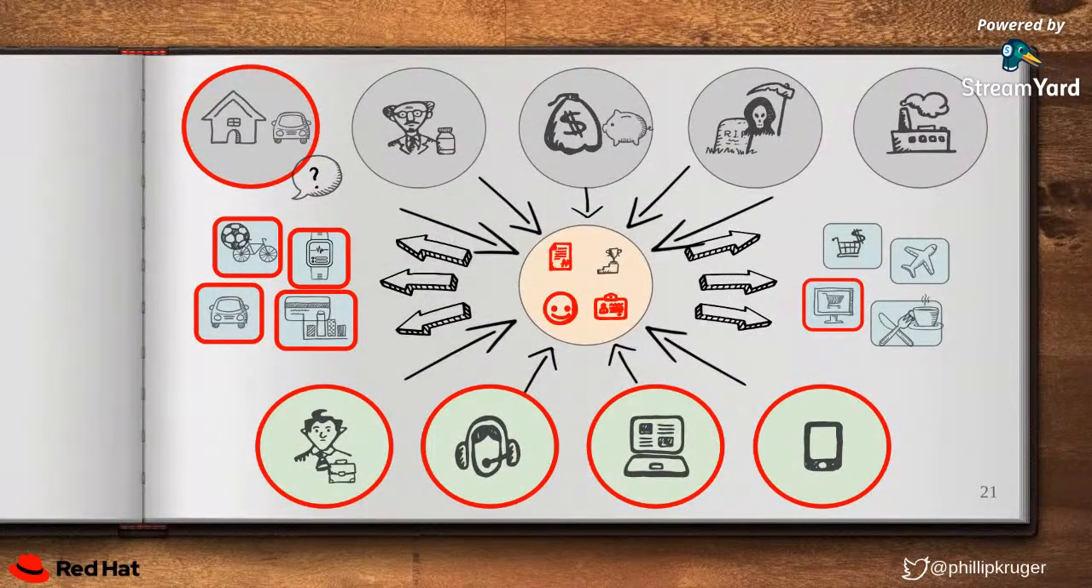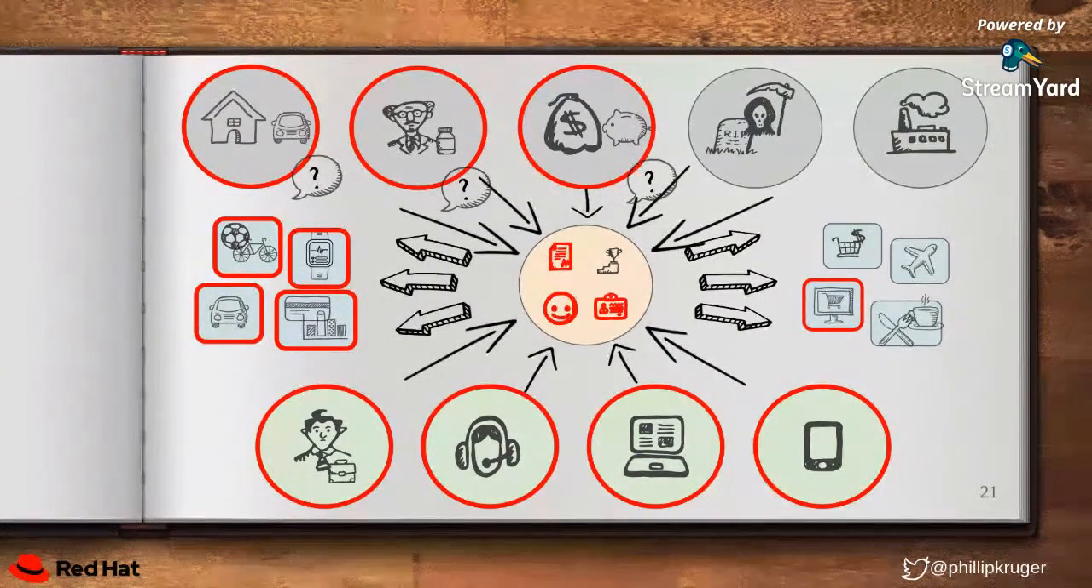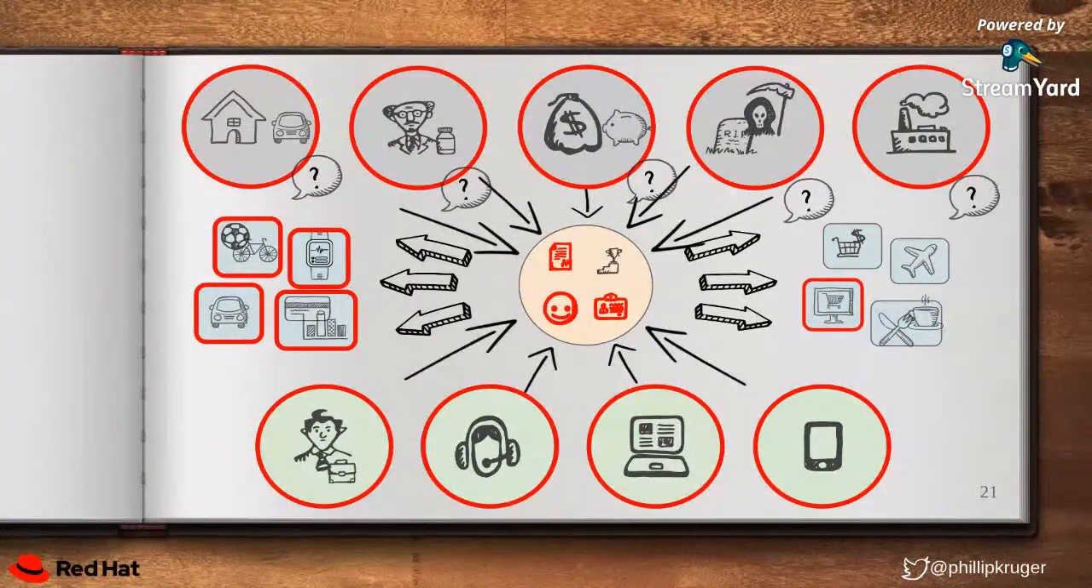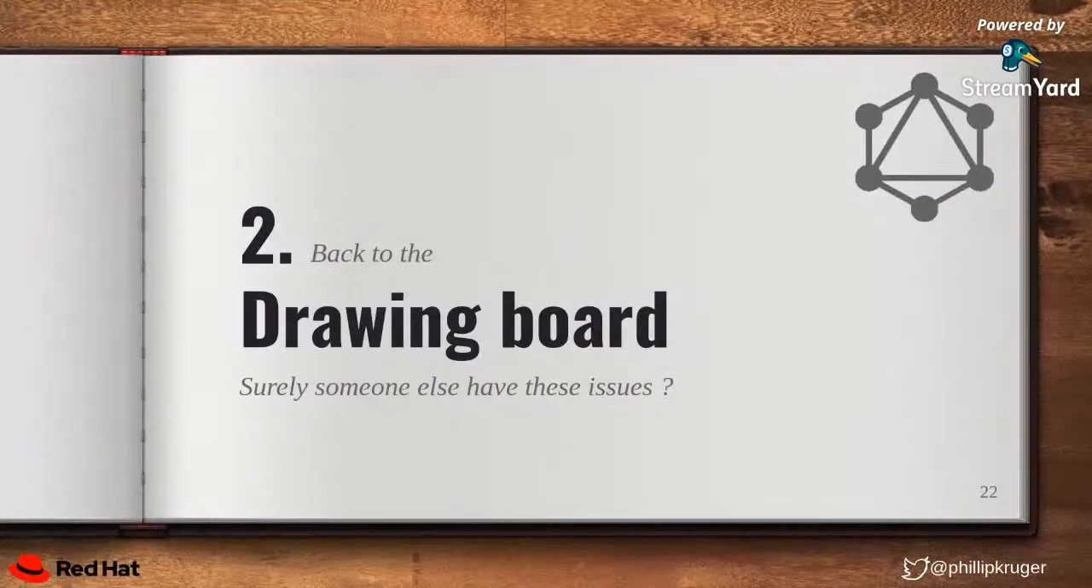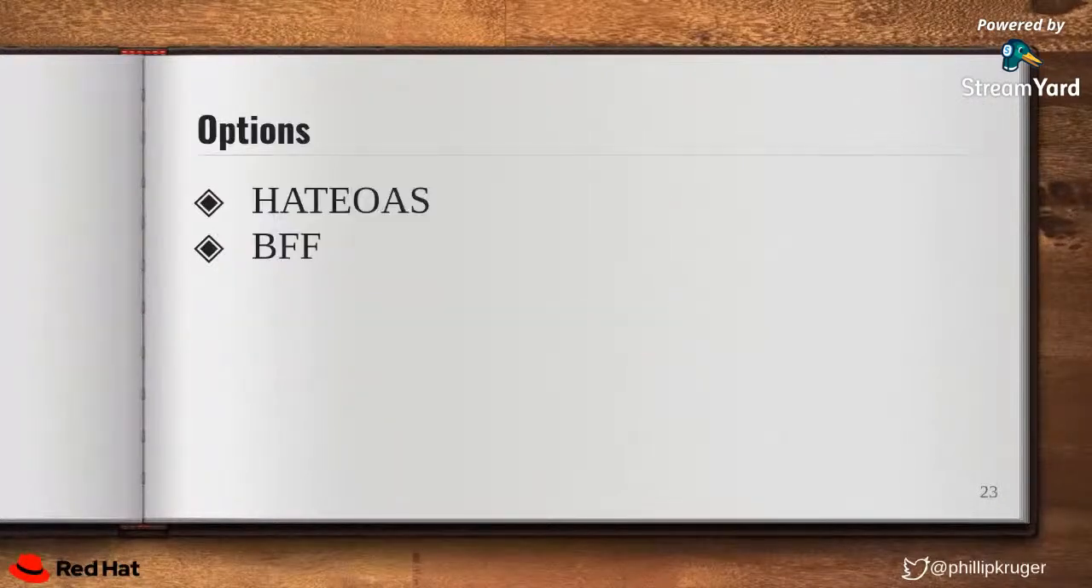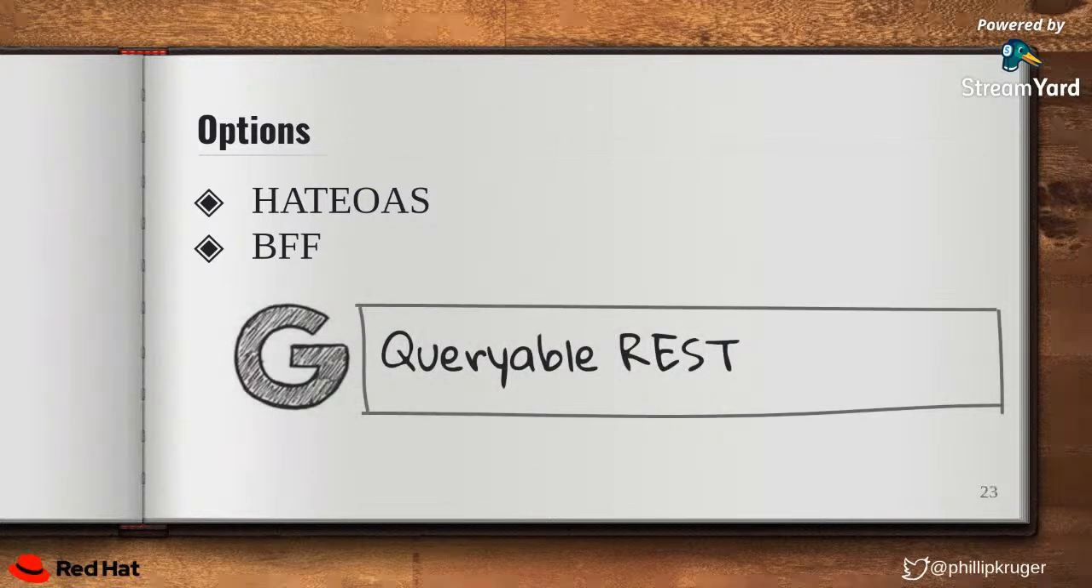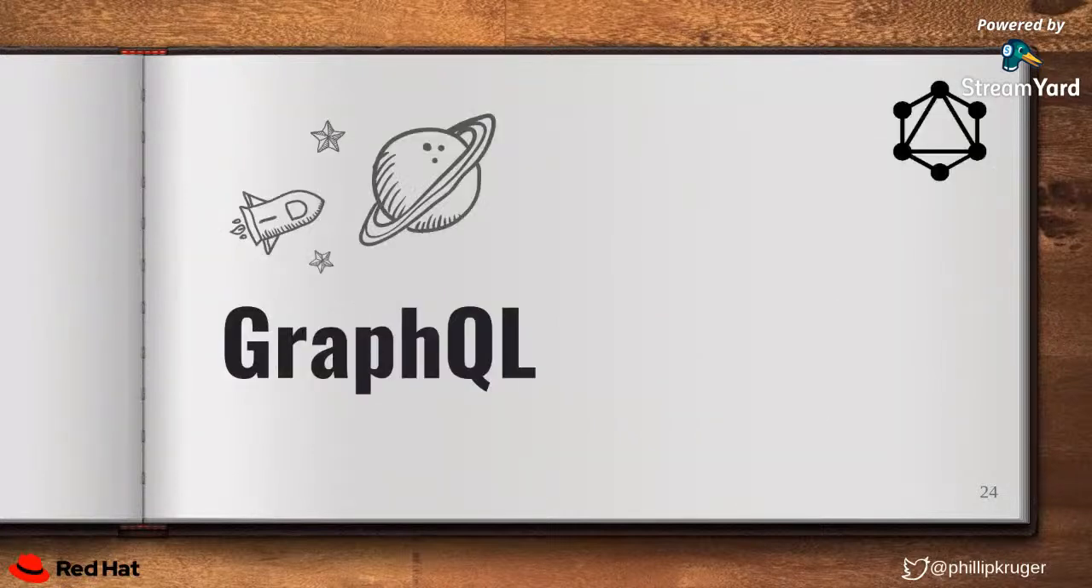We also knew at that time that all the departments are busy modernizing their systems, and they all want to make a call to our system to get this data, and they all have their own small requirements. So back to the drawing board. Surely someone else has had these issues. We already looked at HATEOAS and BFF. So at that point, we decided to Google queryable REST. And what you will get is something called GraphQL.